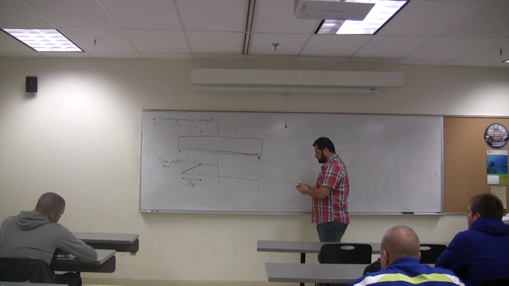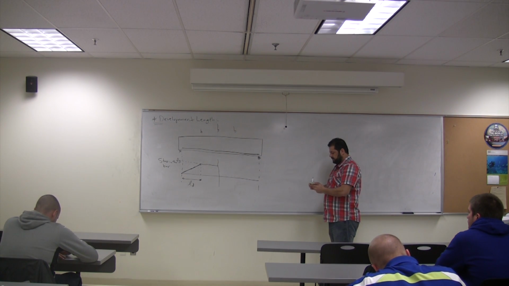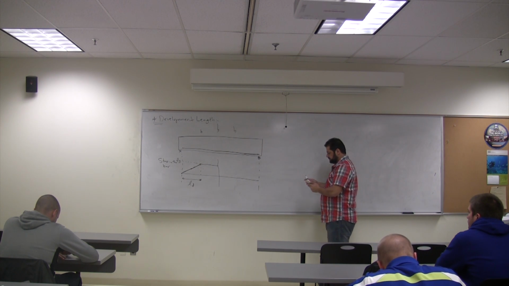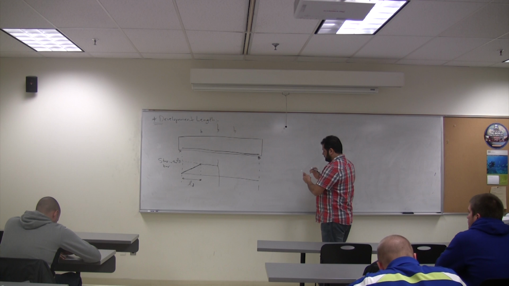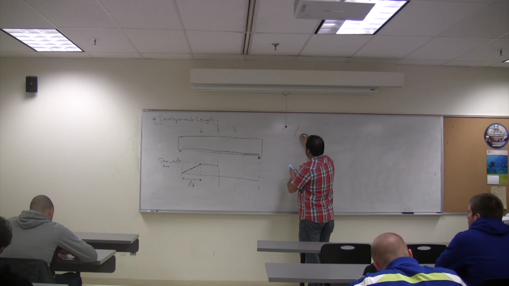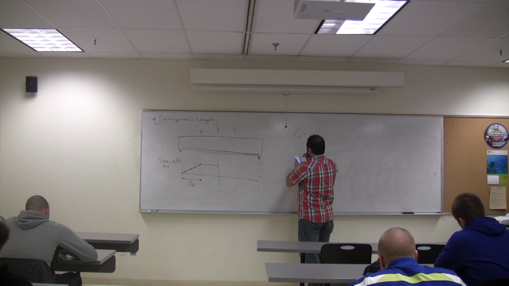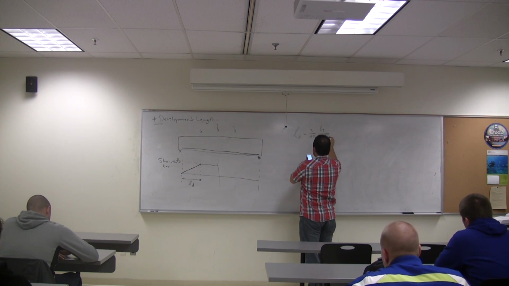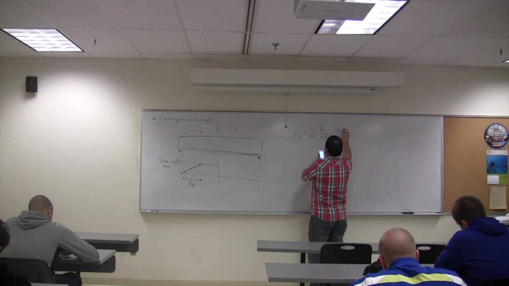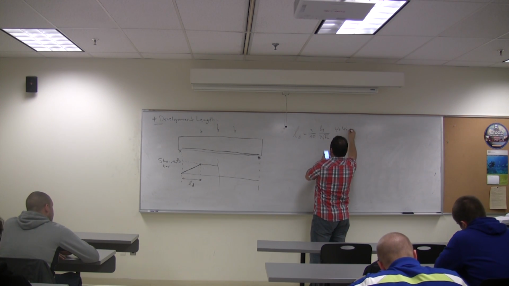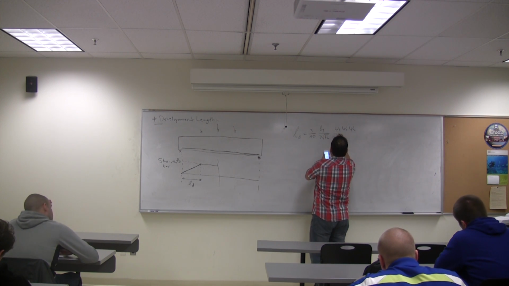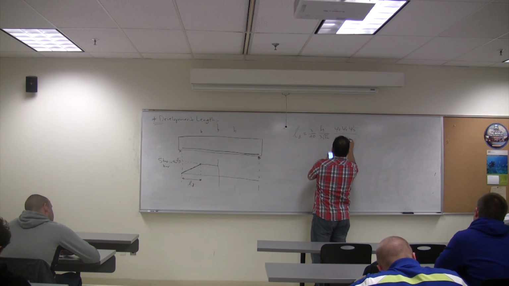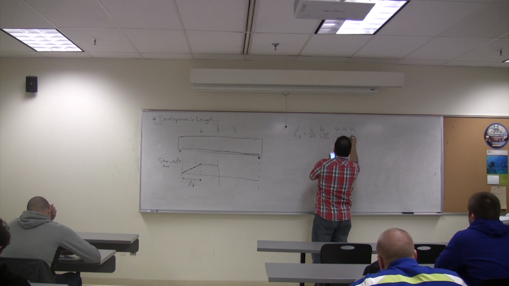This is the ACI formula. Ld equals 3/40 Fy over lambda square root of f'c, psi T psi E psi S, over (Cb plus Ktr) over db.